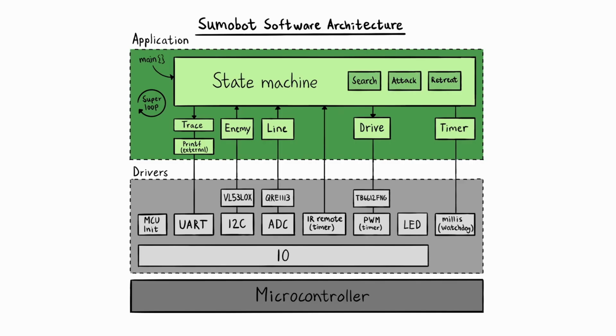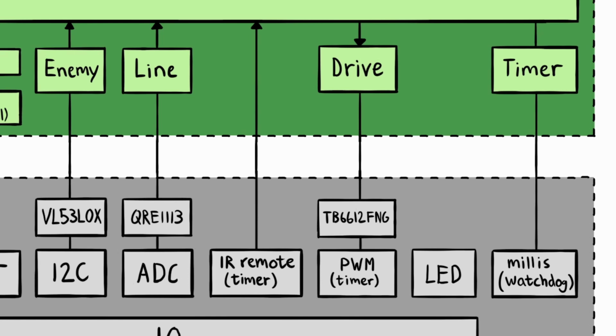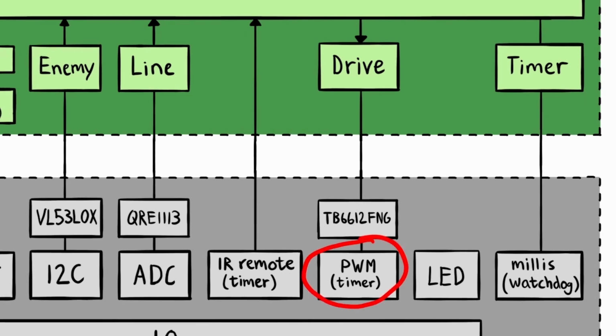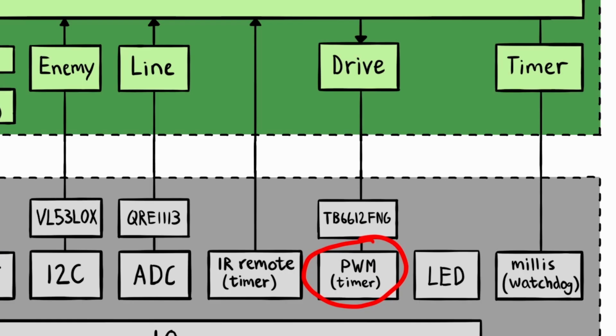As for this video, I'm going to write code to control the motor drivers I have from my microcontroller, and I'm going to separate the code into 3 abstraction layers. At the bottom, I'm going to implement a PWM driver, which is going to use the timer peripheral of my microcontroller to emulate hardware PWM, since my microcontroller doesn't have any dedicated peripheral for PWM.